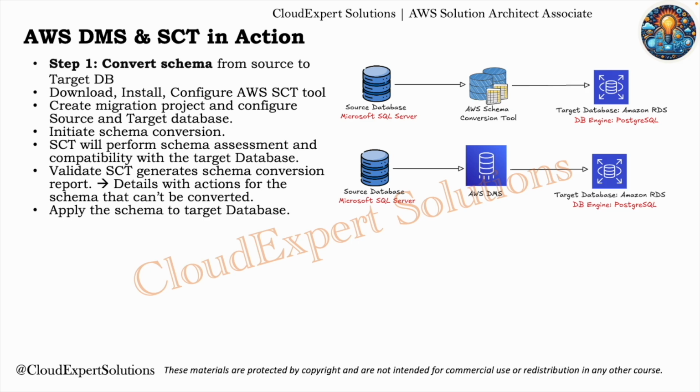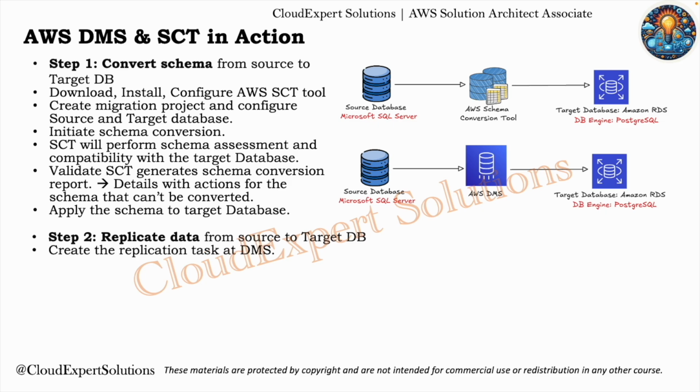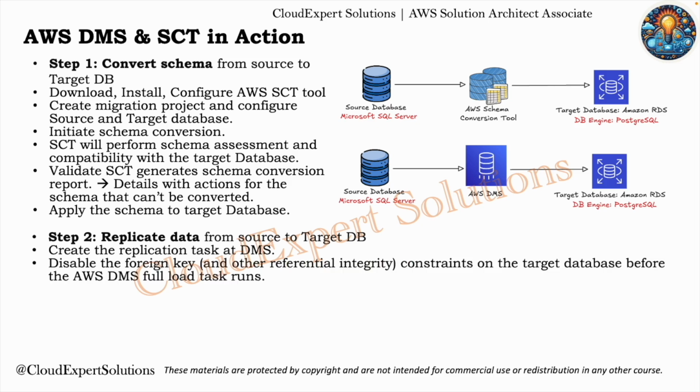Now, once the schema conversion is done, you need to move to step 2, which is data replication. First, you need to create a replication task in AWS DMS. And the most important next step is you must disable all the foreign key and any other referential integrity constraints on your target database. Please remember, this is not on the source database, rather on the target database. If you forget to do this, you won't be able to copy data because your copy process will be interrupted due to all the database constraints. And again, this process is not on the source database.